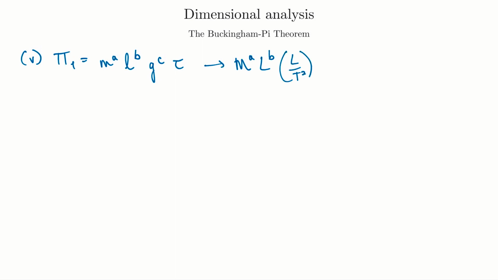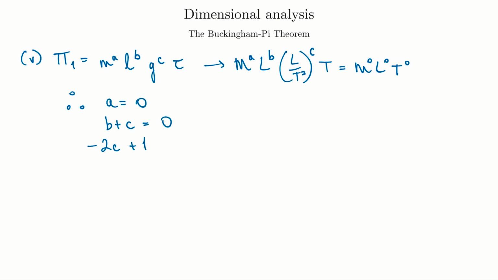So to do the first grouping here, we write pi 1, and then we take our repeating parameters and give each of those a general exponent. So m to the a, l to the b, g to the c times tau. Okay, and then we sub in our dimensions for those, so that's the capital M, L, and T for time. And we want it to be dimensionless, so it's equal to M to the 0, L to the 0, and T to the 0. That's how we make it dimensionless. So now we just have algebraic equations. I'll write those out here. We solve those and we get the exponents there.